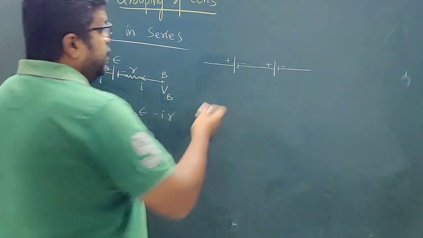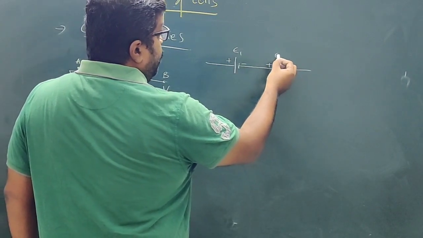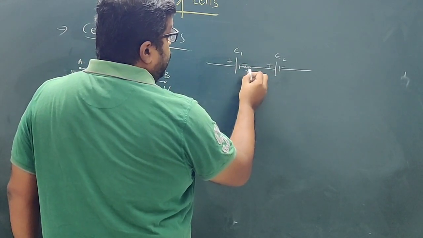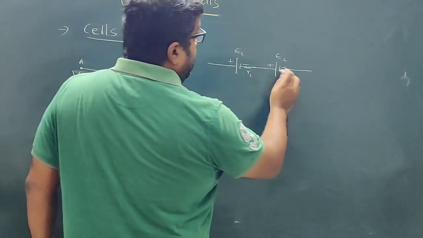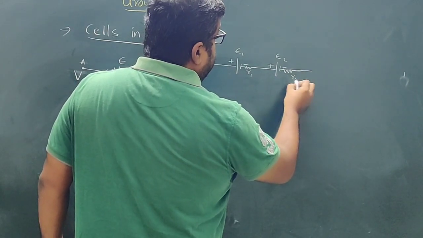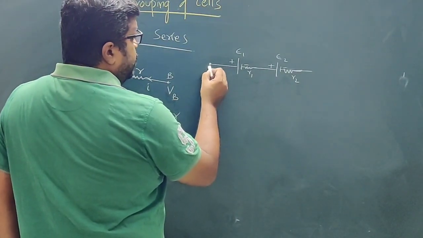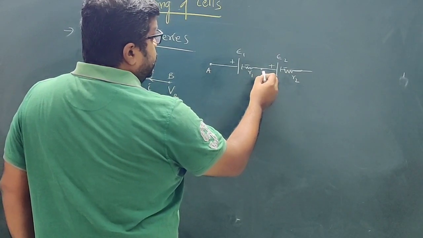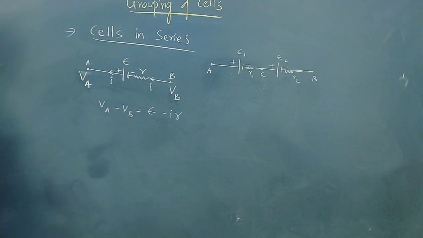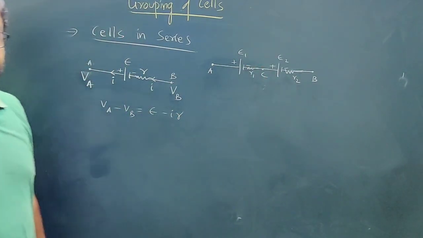Now suppose this is of EMF E1, this is of EMF E2, and suppose R1 is the internal resistance of this cell and R2 is the internal resistance of the second cell. Suppose this is A, this is C and this is B. So now we have two cells connected in series.